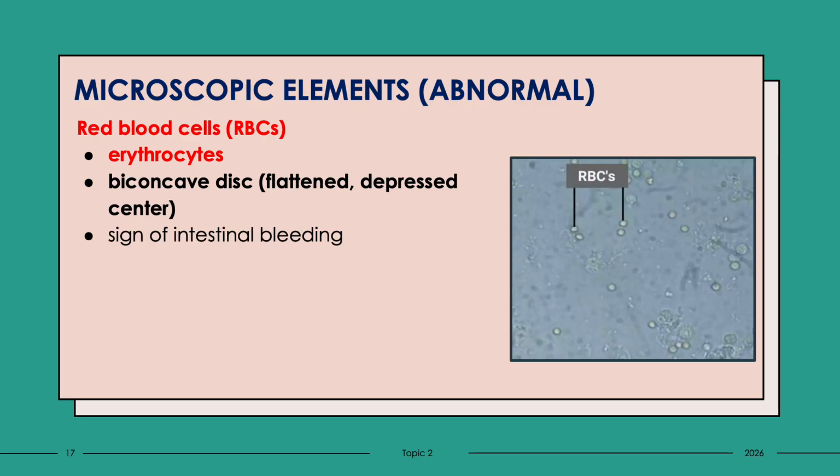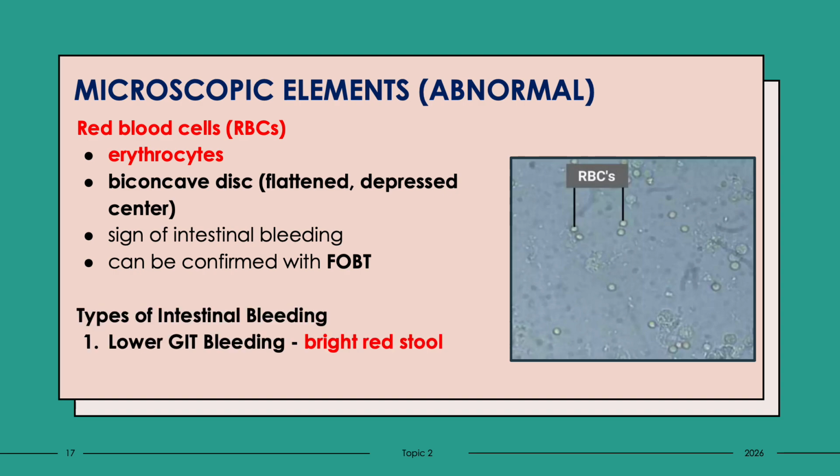So the presence of red blood cells, specifically in higher numbers, is a sign of intestinal bleeding. This can be confirmed with the result of the fecal occult blood test, and there are 2 types of intestinal bleeding based on the color of the stool sample. So the first one is the lower gastrointestinal tract. According to our references, a bright red stool is more common since the amount of oxidation is less compared to bleeding from the upper gastrointestinal tract. Since the bleeding is from the upper tract, the color of the stool becomes dark or black due to oxidation.